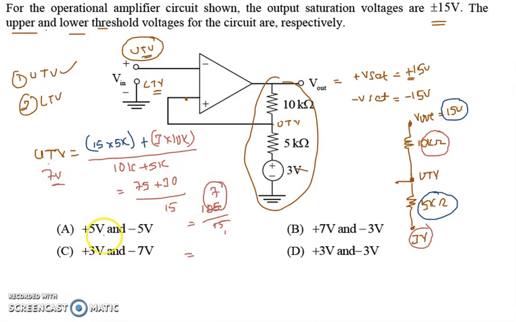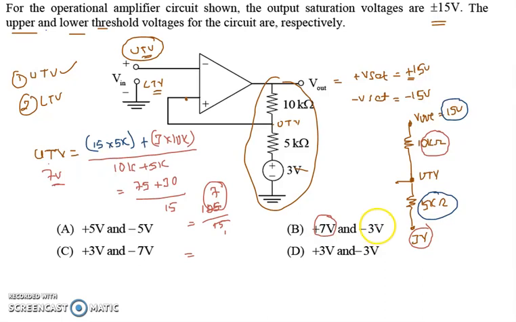Okay, so out of the given options, 7 volts is the only one option there, that is option B, and all the remaining show plus 5, plus 3, plus 3. But anyhow, we will find out the lower threshold voltage also. So just verify whether I am going to get the minus 3 or not.